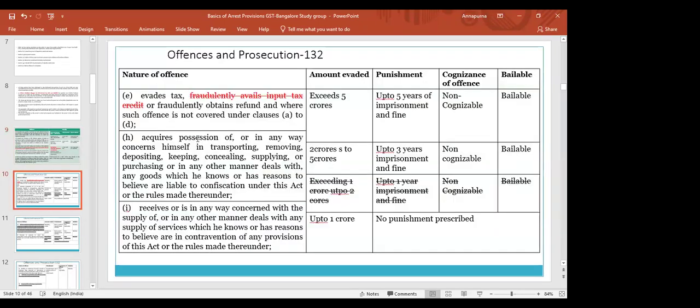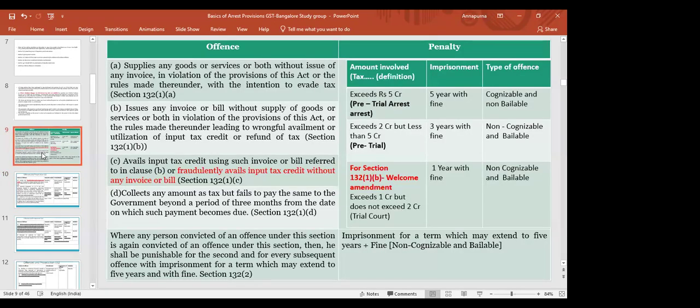Because earlier, taking credit on a fake invoice is one thing, and taking credit without an invoice is another. Yes. Okay. So that was one thought. If anyone wants to simply take round figure credit of 2 lakhs, 5 lakhs, 50 lakhs, etc., they can take it, no problem, as long as it is below 5 crores. Yes. Okay. Yes, sir. So that is one aspect, sir.